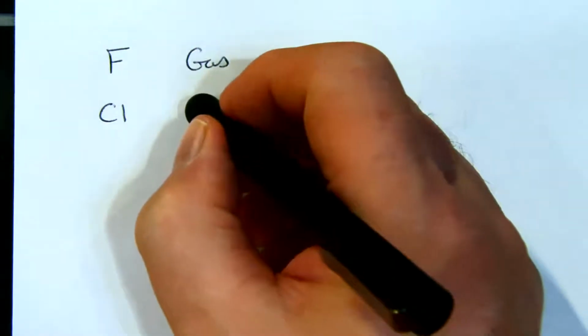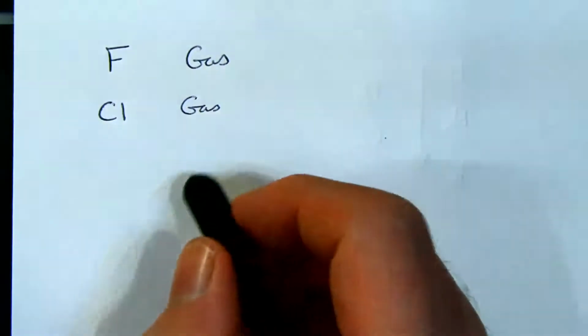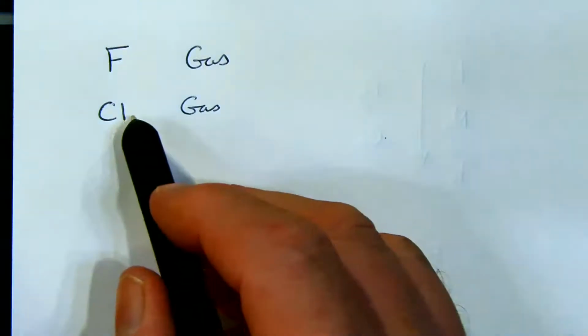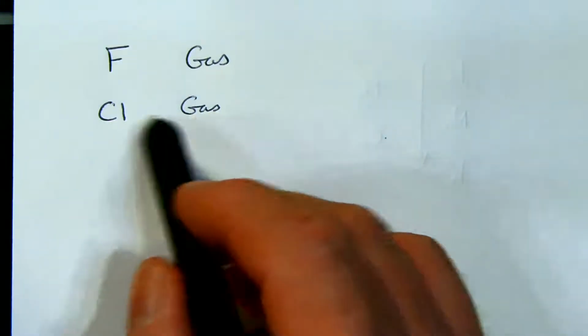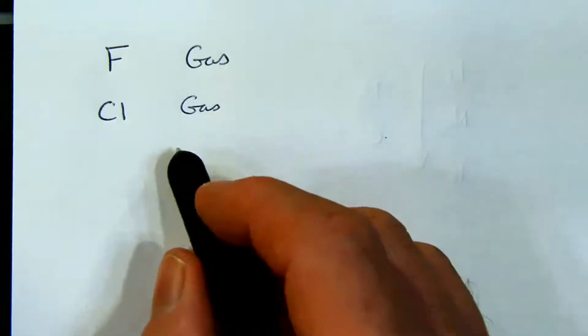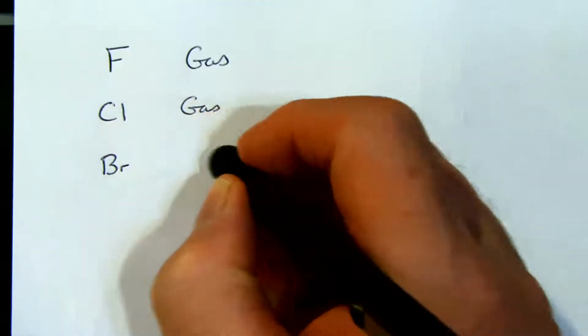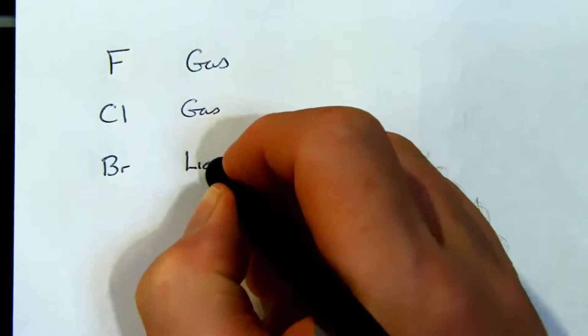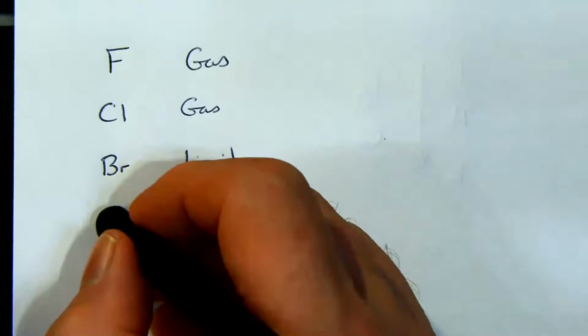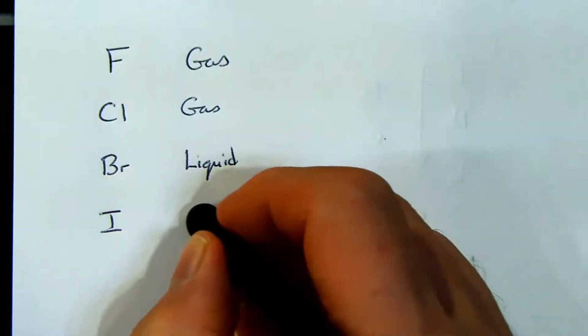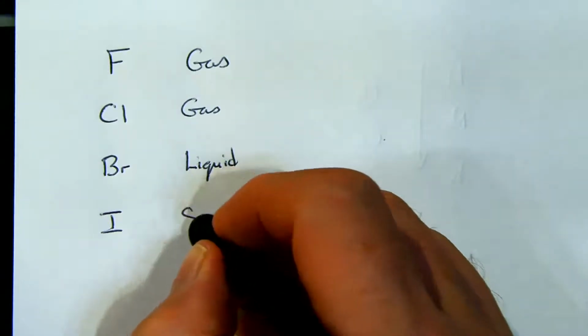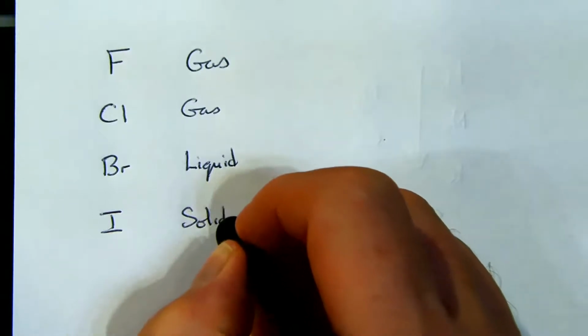Chlorine, again, is a gas, and it's been used as a poison gas. It's used to kill bacteria, and effectively it does so. Bromine, at room temperature, is a liquid. And finally, iodine is a solid.